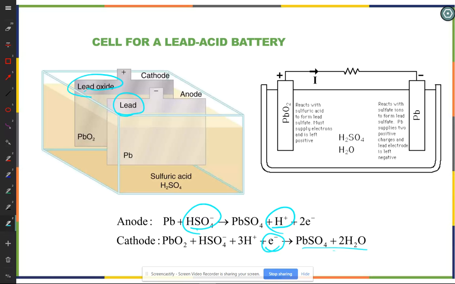what happens when you kill the battery completely? Basically, you have 2 plates of lead sulfate. At that point, there's nothing you can do. The normal charging of a battery reverses the chemical reaction so that one of them is going to build back to lead and the other one's going to build back to lead oxide. But once you have 2 lead sulfate plates, it pretty much is done.